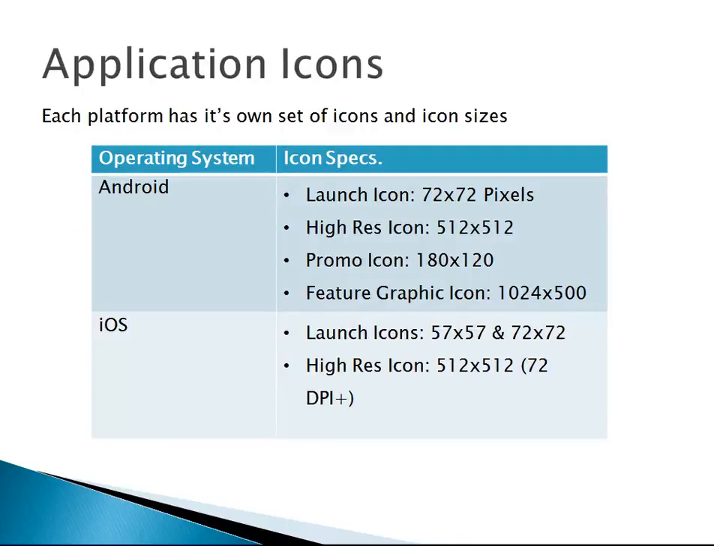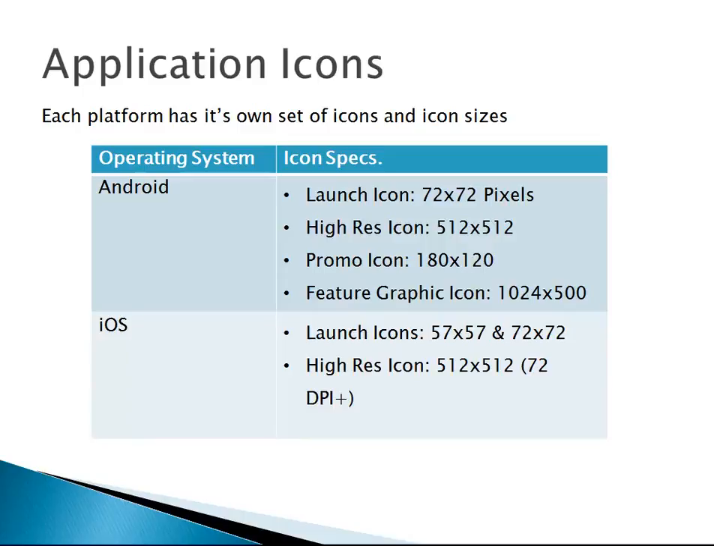Application icons. Okay, so each platform has its own set of icons, and it has to be the right size or your app and its page will not look right. So for Android, we have the launch icon, which is basically the main icon that'll be put on the user's device's desktop. That should be 72 by 72 pixels. You should also have a high resolution icon at 512 by 512, which is pretty big icon.